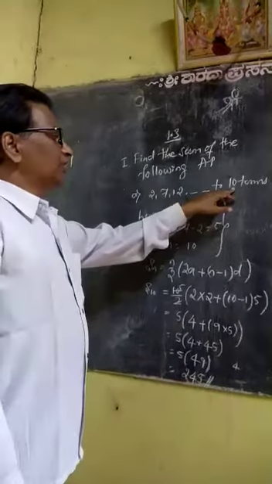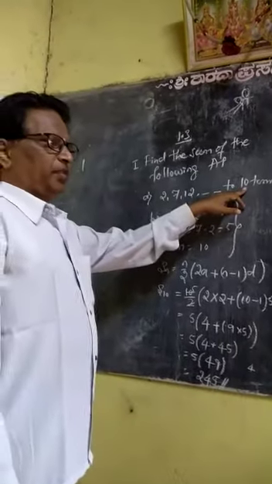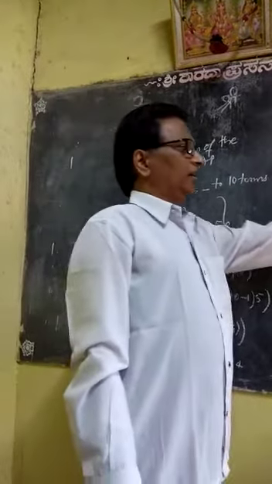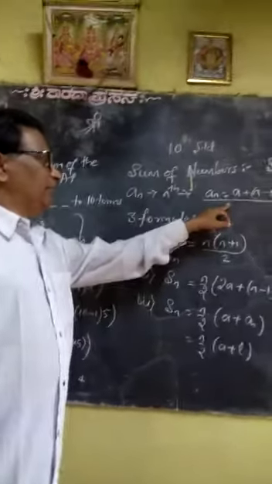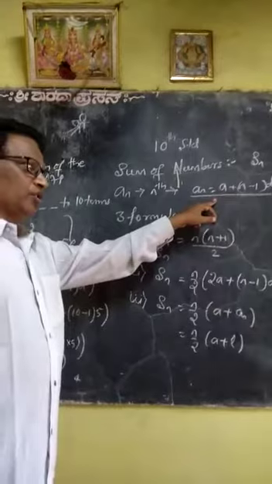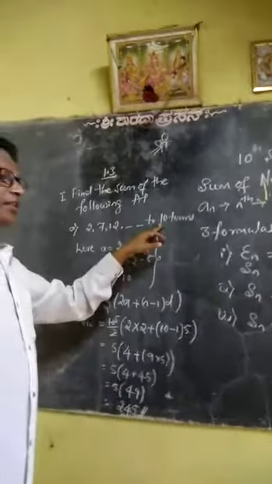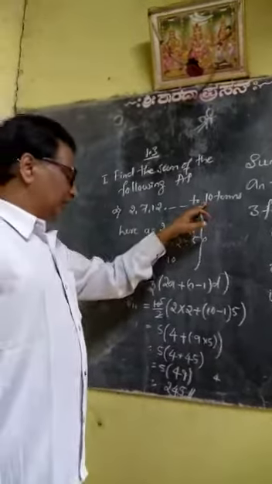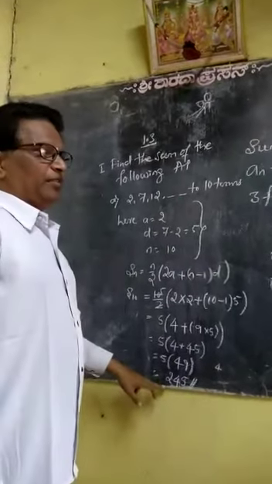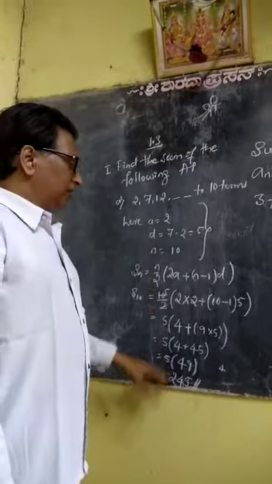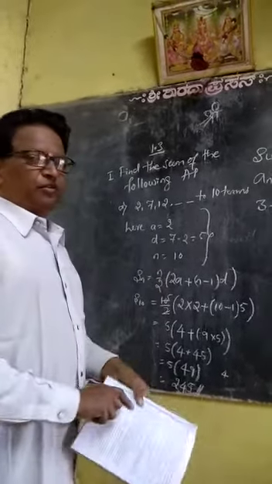What is the 10th term here? Not asked here. If the 10th term is asked, you have to follow the An formula. So here the 10th term is not asked. Up to 10 terms they asked the sum. So 245 becomes here the total sum. Therefore this is the total sum of the numbers. Followed all of you? Okay.